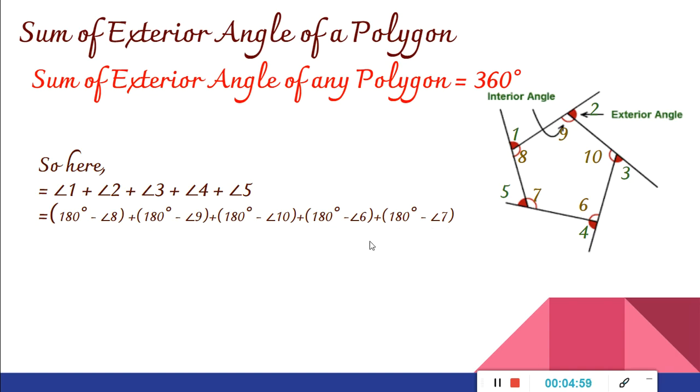Now if you take them all together, you take all the 180s together: 180 plus 180 plus 180 plus 180 plus 180. How many 180s are there? 5, isn't it? So it would be basically 180 degrees into 5. Then minus, we take all the other angles together: angle 8 plus angle 9 plus angle 10 plus angle 6 plus angle 7. What is this? This is the interior angles, isn't it? Angle 6 to angle 10 are our interior angles.